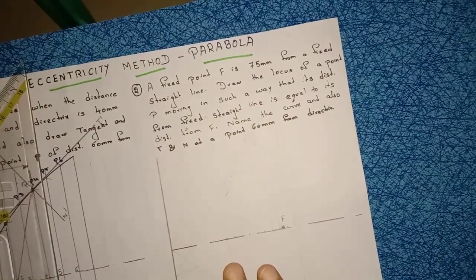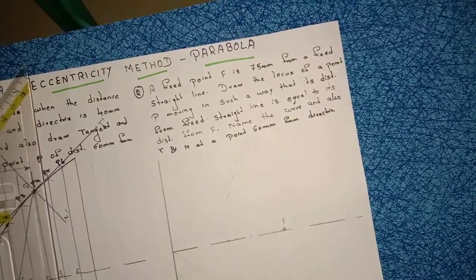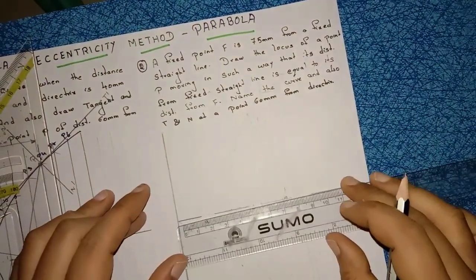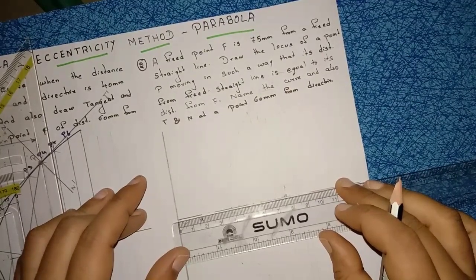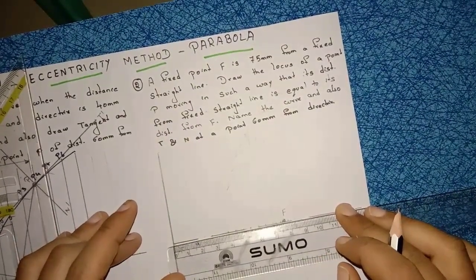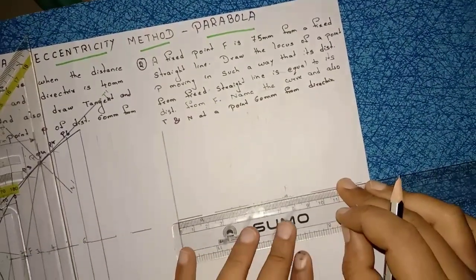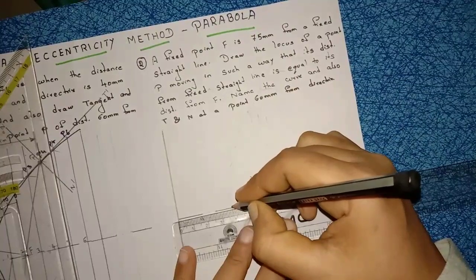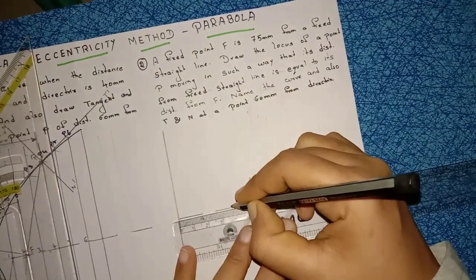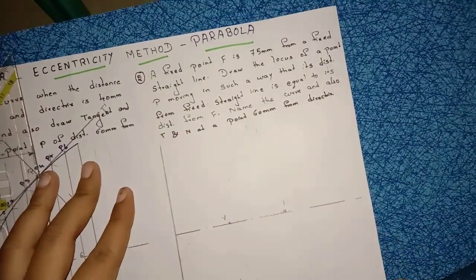In such cases, you can mark the midpoint directly. So 75 mm means 37.5. So mark 37.5, in between 37 and 38, mark the point. Name that point as V.